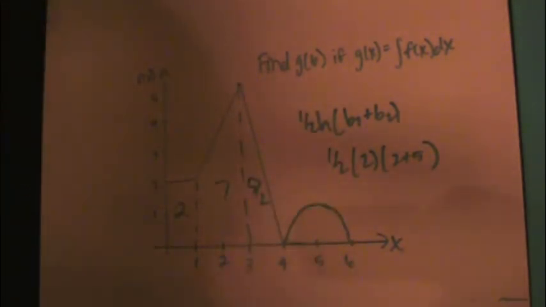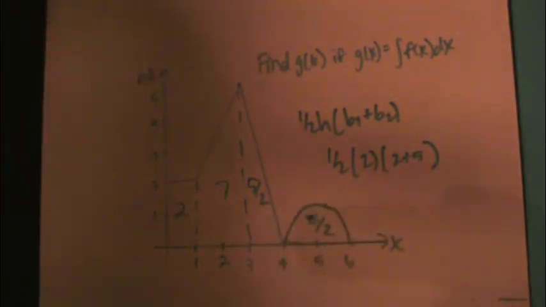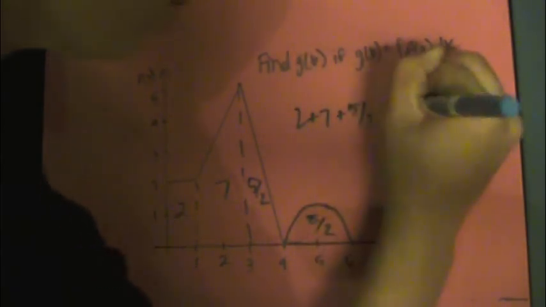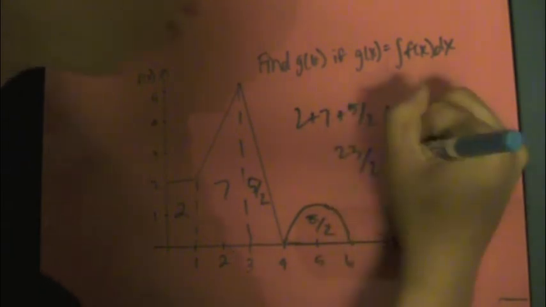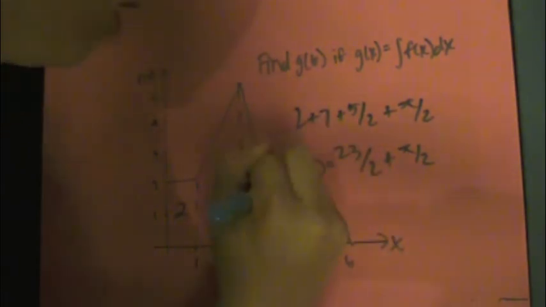And the area of a semicircle is 1/2 pi r squared. The radius is 1, and so that would just be 1/2 times pi times 1, which is just pi over 2. So then to find the area of the total graph, to find g of 6, g of 6 is the area of each combined. So that would be 2 plus 7 plus 5 halves plus pi over 2. And that ends up being 23 halves plus pi over 2. g of 6 equals that, and that is your final answer.